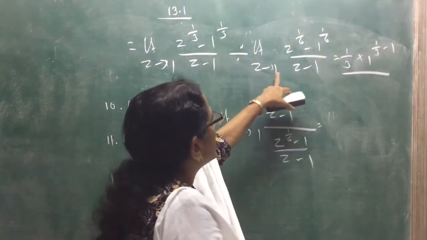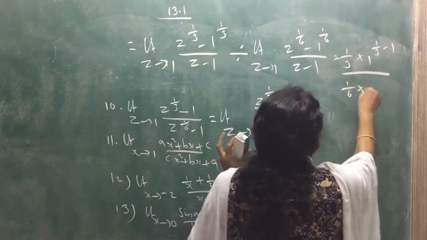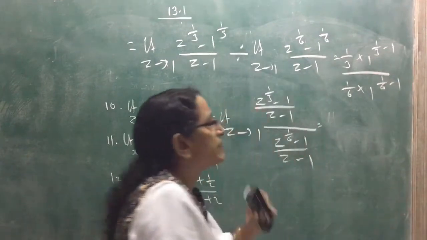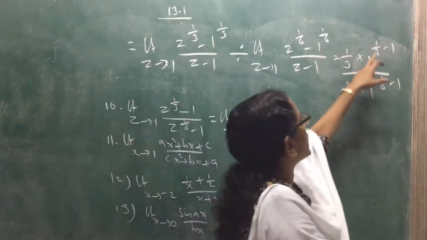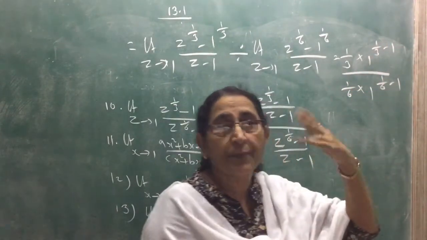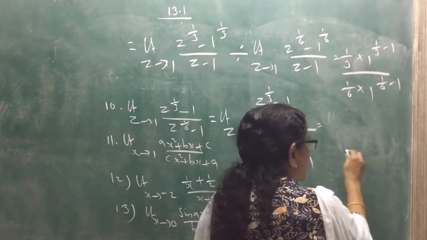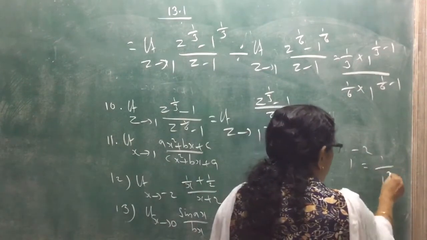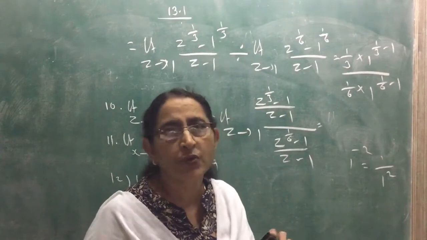And for this, in the place of n, 1 by 6. So n into a raised to n minus 1, where a is 1: 1 by 6 into 1 raised to 1 by 6 minus 1. We know 1 raised to any number is equal to 1. So here 1 raised to 1 by 3 minus 1 is 1. Even if the power is negative, suppose negative 2, we can write 1 raised to negative 2 as 1 by 1 square, which becomes 1, positive. So 1 raised to any number is equal to 1.